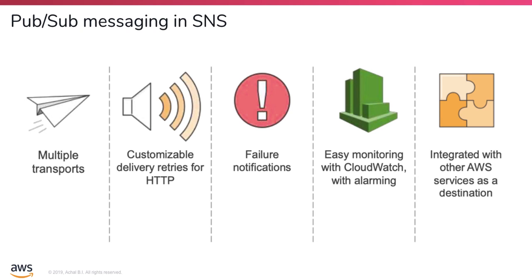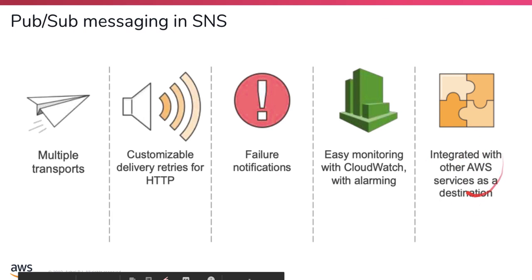So we saw what SNS offers. It gives you multiple endpoints, and it is customizable in terms of deliveries for HTTP. You could set different kinds of backoff algorithms, backoff functions, and how many retries and things like that. On failure of the notifications, you could use metrics or CloudWatch to monitor that as well. And if it is configured to HTTP, and the endpoints are not active, or it is not able to deliver, you would get a notification for it.